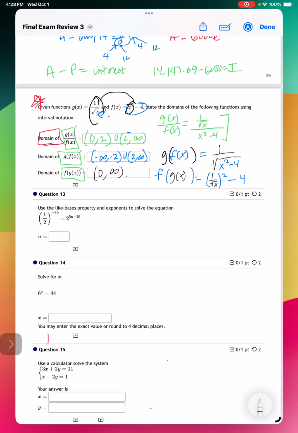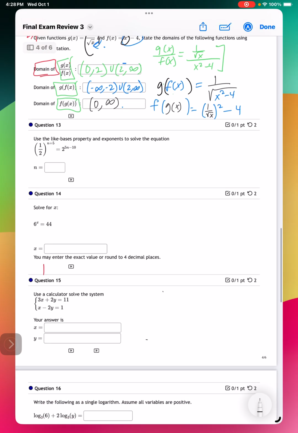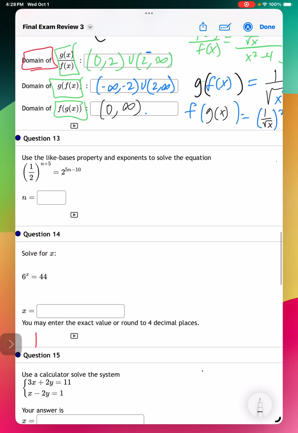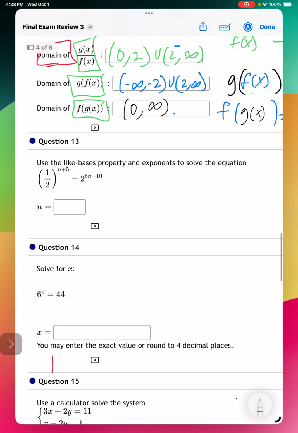So we answered the domain of our operations of functions, and compositions of functions. So I think we have enough time to do problem 13 on this particular video. And so let's take a quick peek at 13 and let's see what it's asking us to do. It says use like bases and exponents to solve this equation. Now, right off the gate, I see that this would be my base and this would be my base, very similar, but they are not like bases. So that means we're going to have to manipulate one or both to make them have what's called like bases.